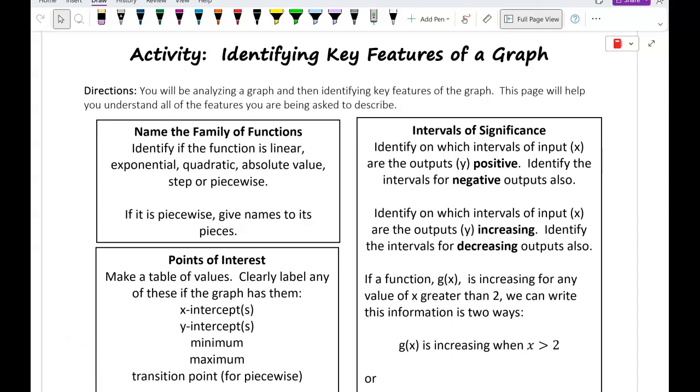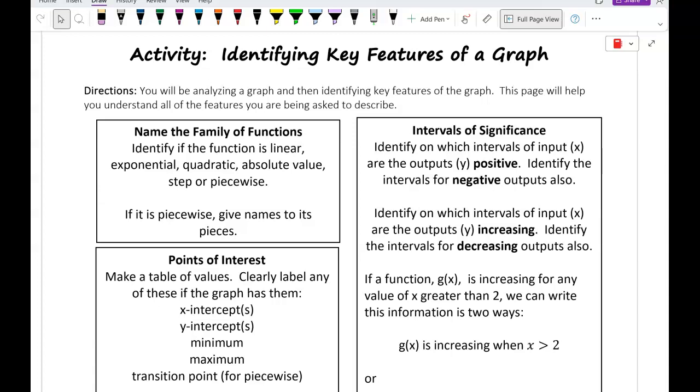All right, so we're going to look at the activity identifying key features of graphs. We're going to go through some of these together, and then I will have you do some of these on your own. This first page is giving us the information that we're going to be analyzing.